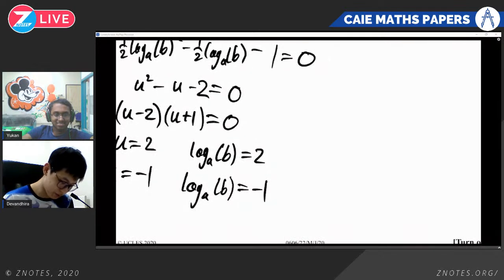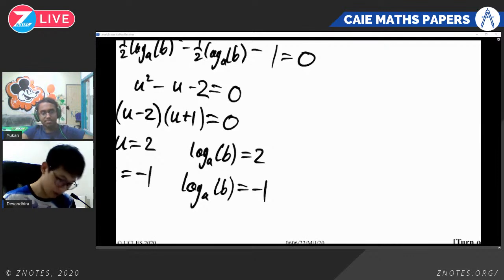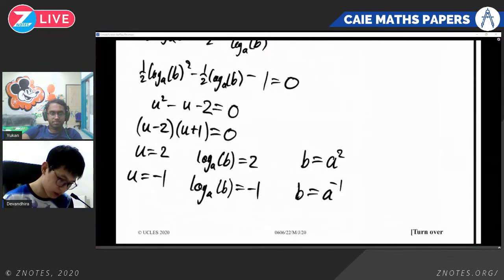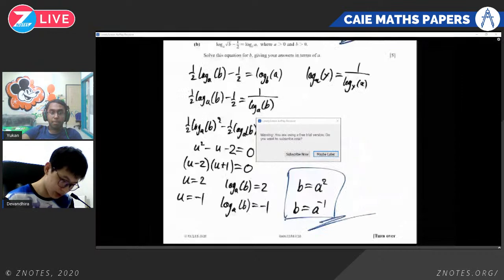All right. So we make both sides as the power of a, right? That means the log a in the left-hand side will cancel, leaving b equals a squared. Same thing for the other one, b equals a to the power of negative 1. So is this our final answer? Yep. Okay. Now we just have to box it. That is 5 marks for you. Very easy, Devan.